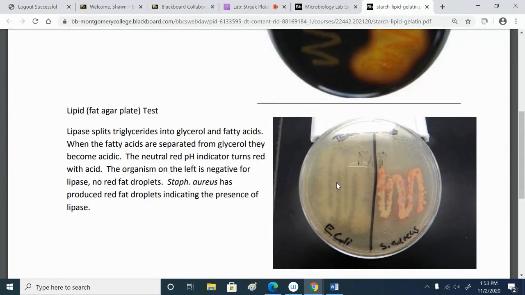And again, that's not really a big surprise because where do you find Staph aureus? Where does it commonly live? On your skin. And does your skin secrete oils? Yes, it does. So no surprise that staph can eat oil, right? Your skin is oily, you secrete oils, so staph can eat it. But we look for the red fat droplets, and that tells us that the fat, the triglycerides, were hydrolyzed.